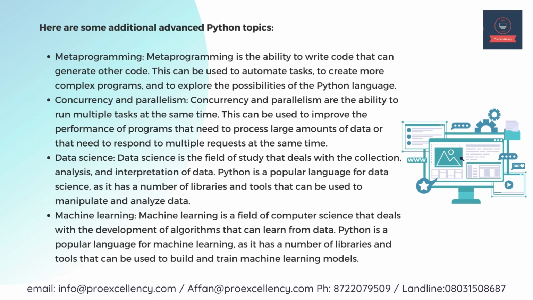Here are some additional advanced Python topics. Metaprogramming. Metaprogramming is the ability to write code that can generate other code. This can be used to automate tasks, to create more complex programs, and to explore the possibilities of the Python language. Concurrency and parallelism. Concurrency and parallelism are the ability to run multiple tasks at the same time. This can be used to improve the performance of programs that need to process large amounts of data or that need to respond to multiple requests at the same time.